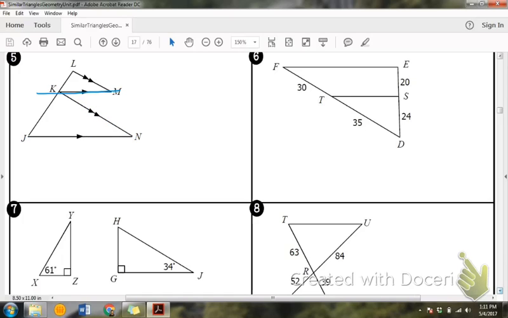Okay. What about these two lines that are parallel? What if I use this as the transversal? What do I know about this angle and this angle right here? They're corresponding, right? They match. One's inside, one's outside. Okay, that works. Okay, anything else that looks like it's going to match up?